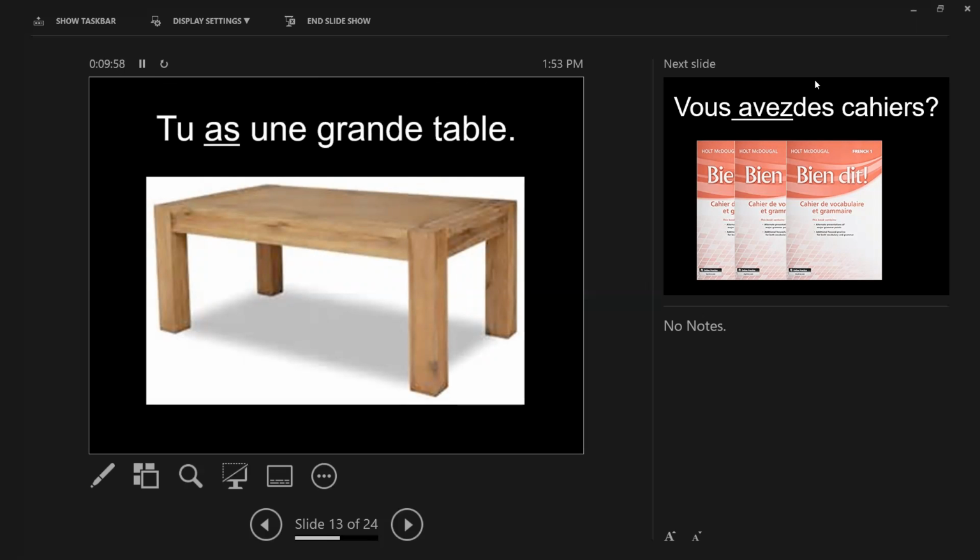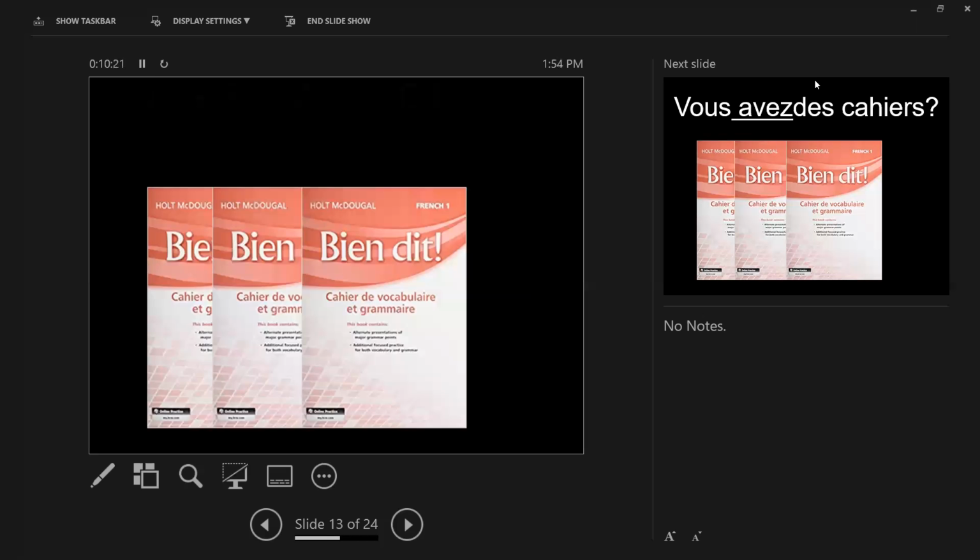Natalia, what do you think this sentence means? Yeah, good job. You have a big table, literally in French, a grand, a large table. You have a big table.